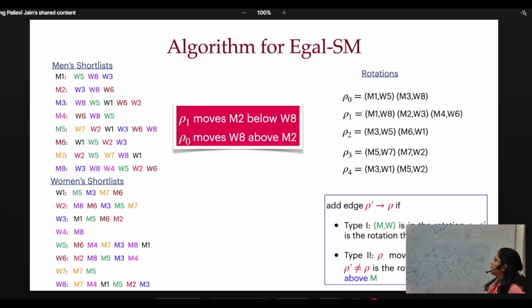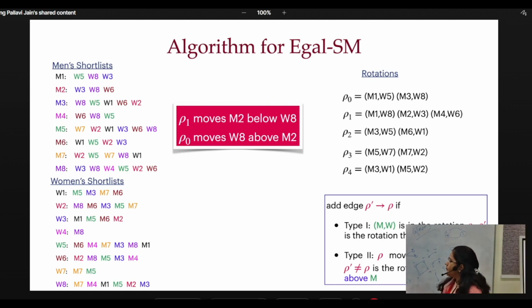Now look at what rho 1 is doing for M2. For M2, when you eliminate rho 1, M2 moves below W8, right? M2 will be matched to W6, which is below W8. But why did it happen? The next person in the short list is W8, but we are saying no. What rho 1 is doing is moving M2 to W6, below W8.